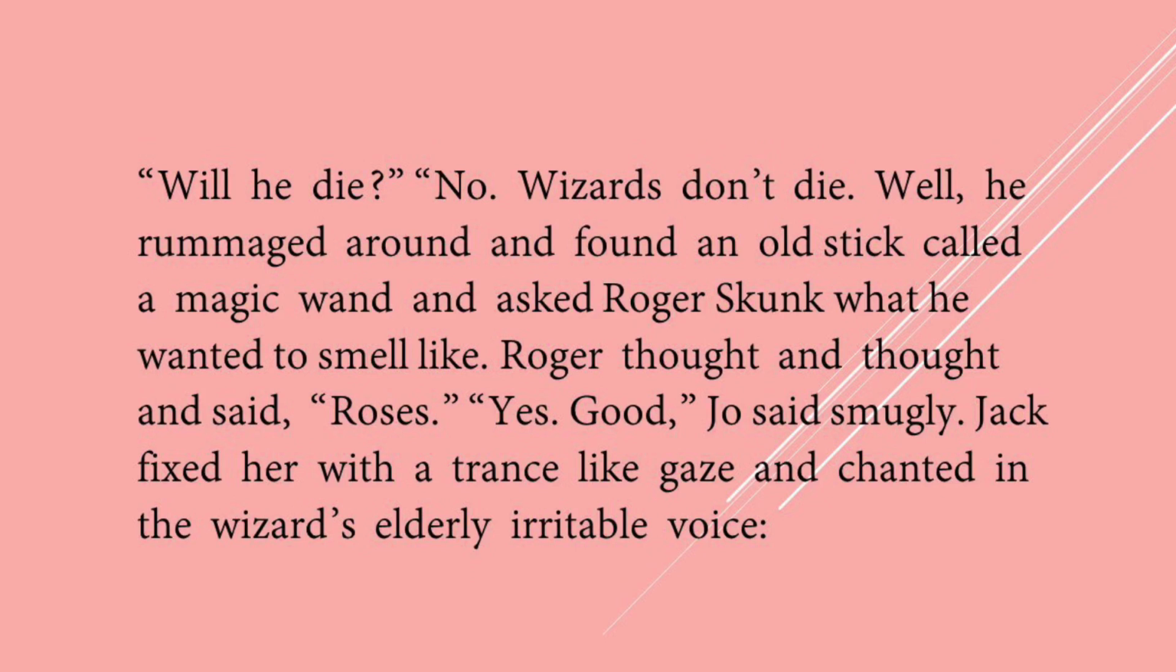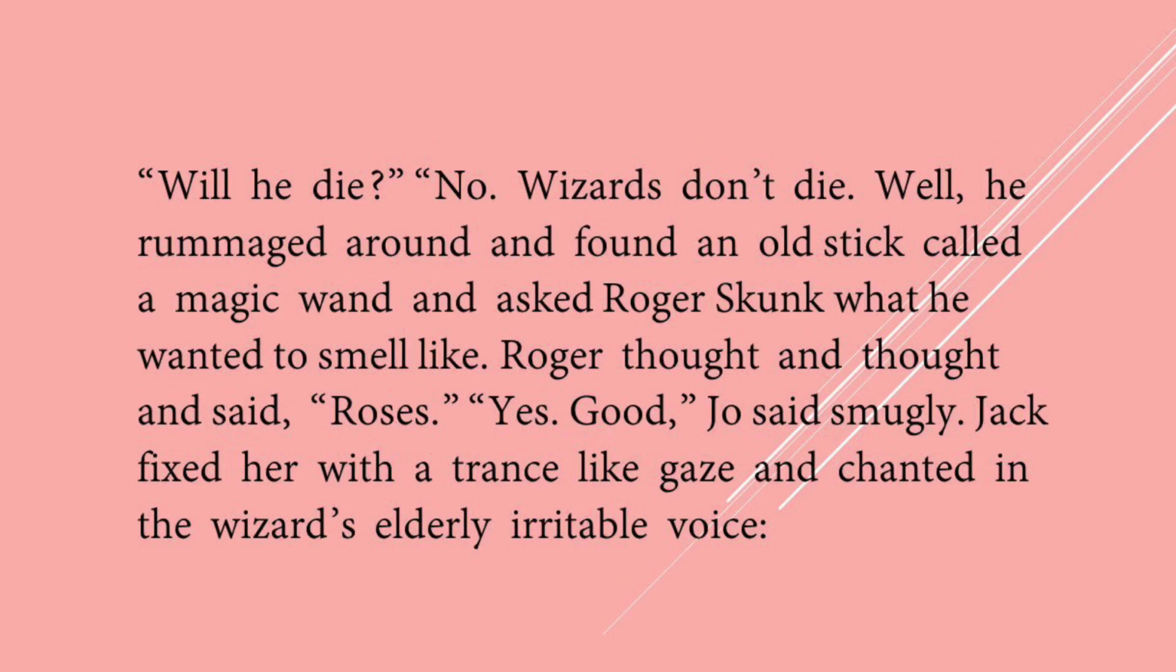Well, he rummaged around and found an old stick, called a magic wand, and asked Roger Skunk what he wanted to smell like. So what did he do? The wizard, he rummaged around. Rummage means searched with great difficulty. So he just pulled out everything and searched for his stick, which is the magic wand, and he asked Roger what he wanted to smell like because he said that his problem was that he smelled awful.